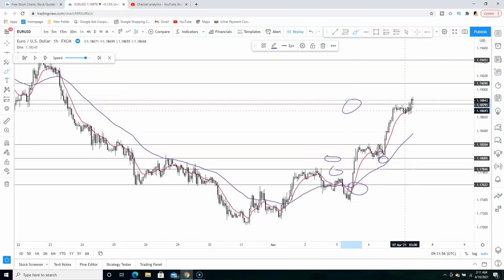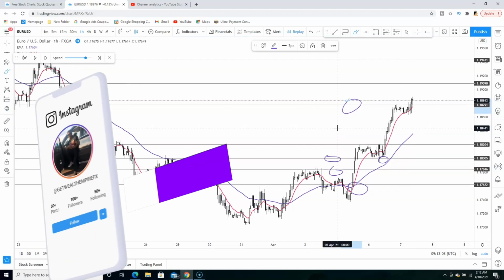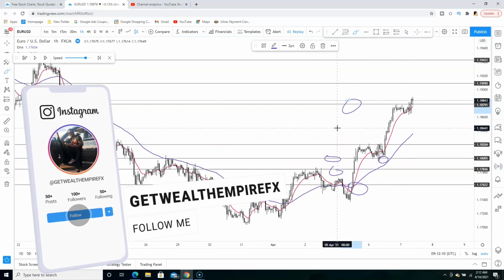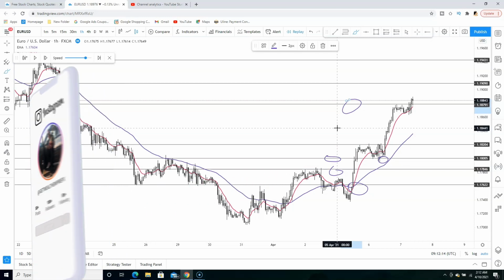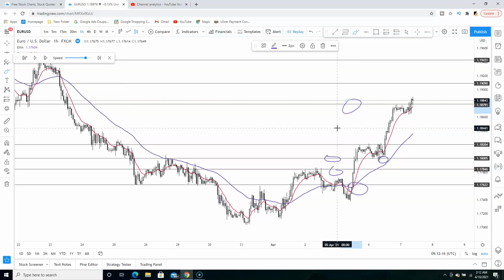Bam, take profit smashed. Just like that. It's really that simple. This is why drawing your support and resistance zone is very important, because when it comes to Forex, what we're actually doing is we're trading from zones to zones. That's what we're doing. It's really that simple.